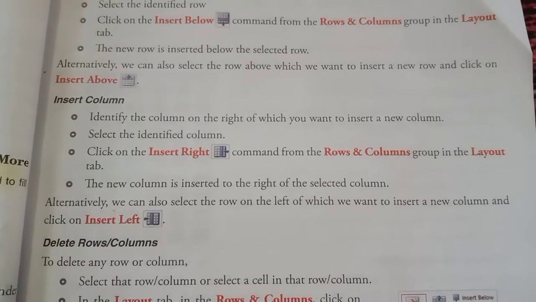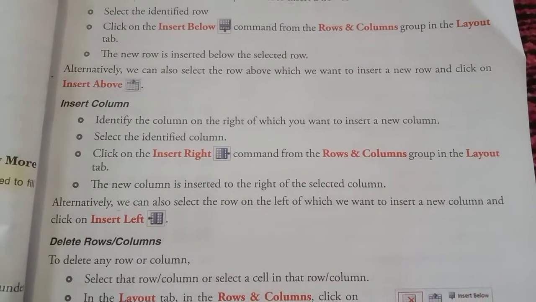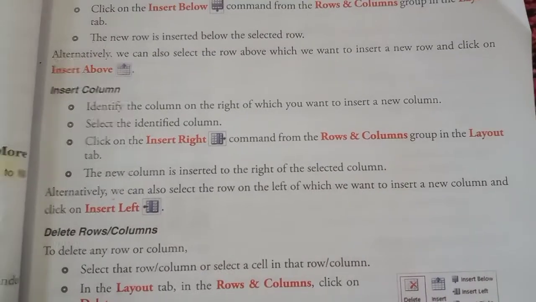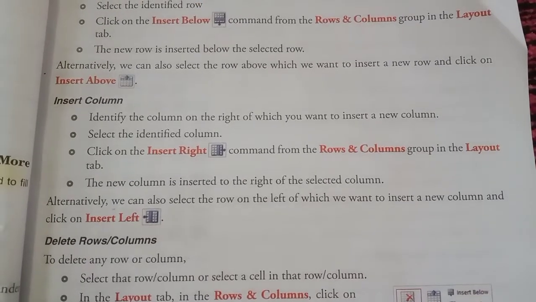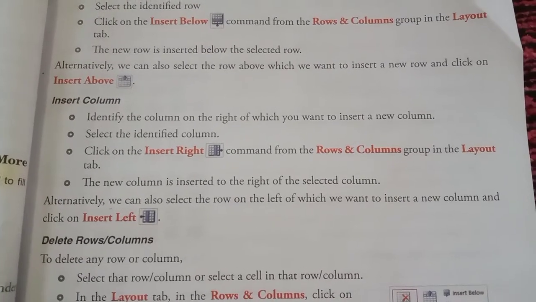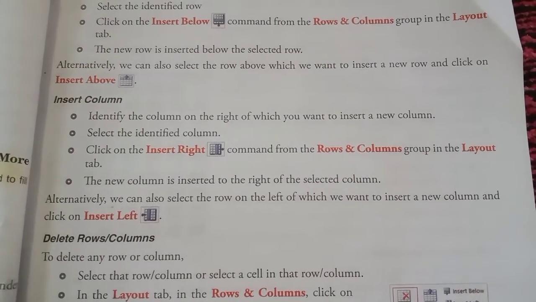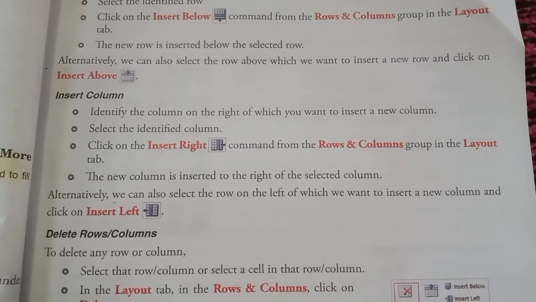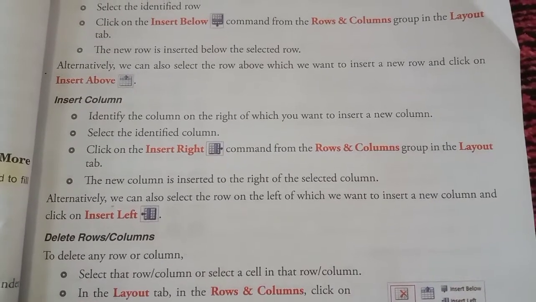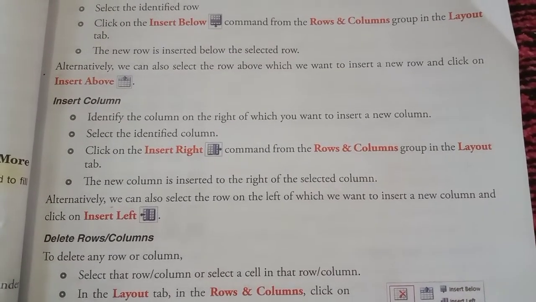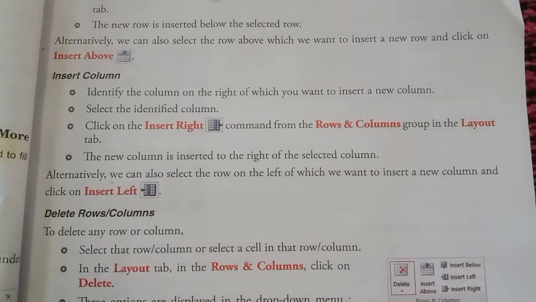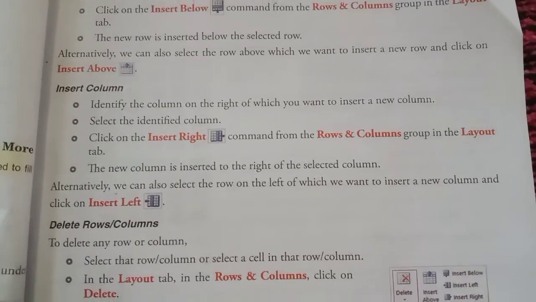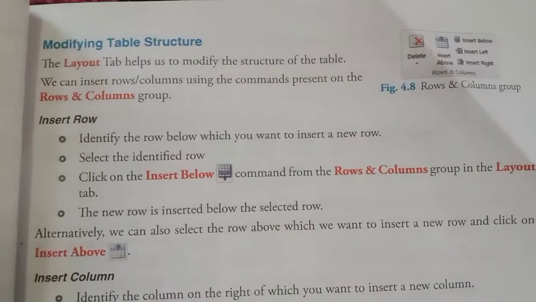How to insert a column? First of all, identify the column. I already told you the shortcut key through which you can insert columns also. Identify the column to the right of which you want to insert a new column. First check in which area you want to insert a column. Click on Insert Right, a command in the Rows and Columns group in the Layout tab. The new column is inserted to the right of the selected column. So these are the long methods, students, through which we insert rows and columns.